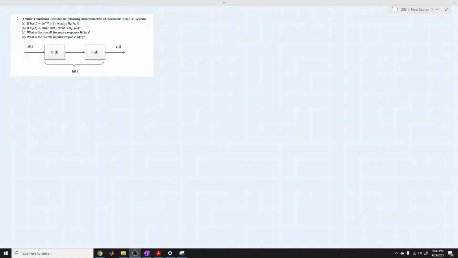All right, EEE 203 practice final problem number 2. Consider the following interconnection of CT-LTI systems. We have a signal x of t going into H1 of t, which is in series with an H2 of t. This whole thing is going to make up H of t. Right off the bat, we know in the time domain that this would be equal to H1 of t convolved with H2 of t.